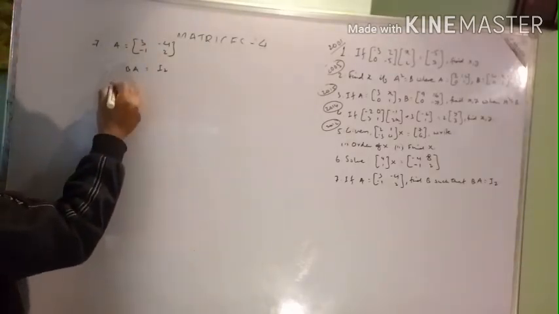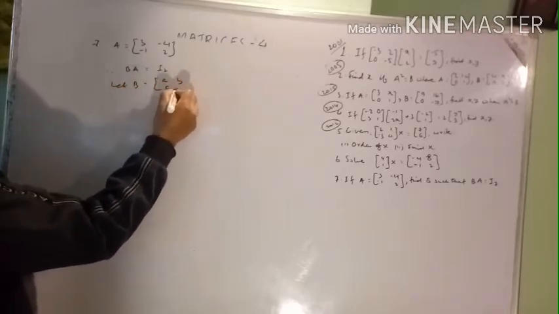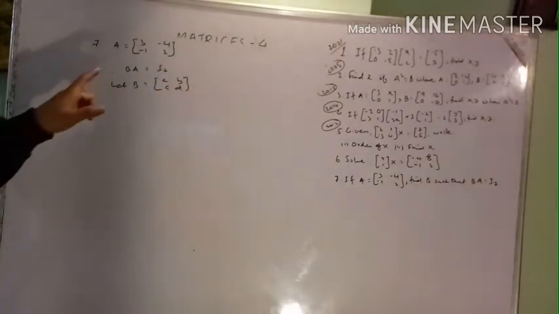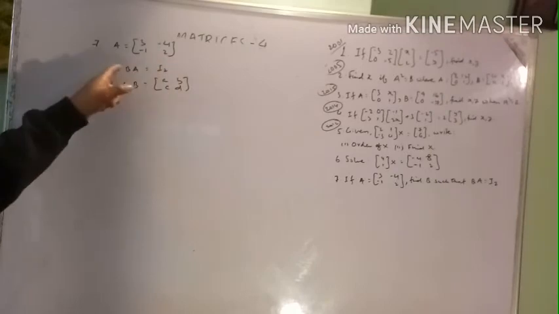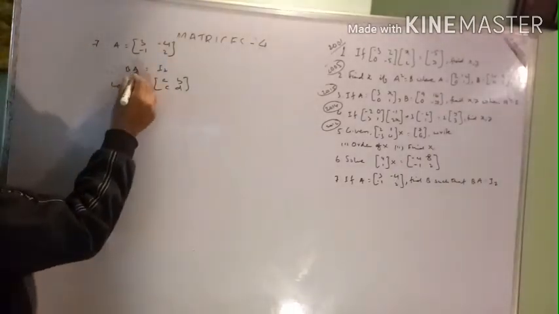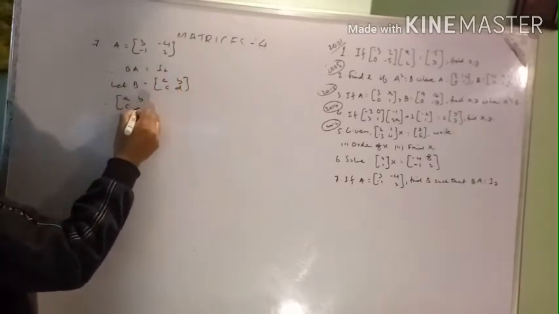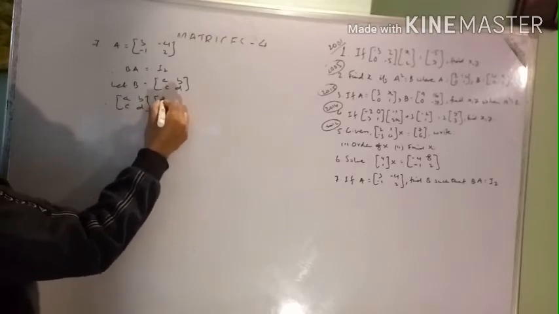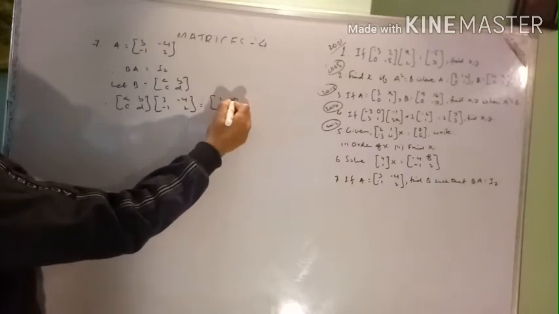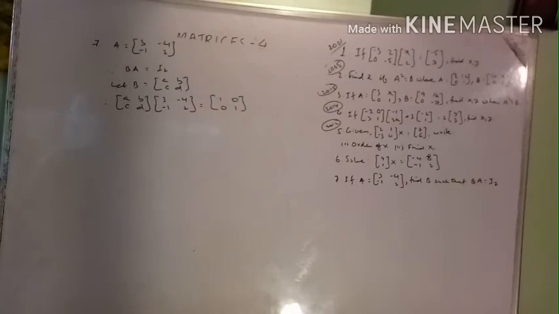Okay, so let B is equal to, we suppose [A, B], [C, D], meaning 2 by 2. Because A is 2 by 2, this is also 2 by 2, so B also should be 2 by 2. Now, therefore, BA equal to I2 implies [A, B], [C, D] into A, which is [3, -4], [-1, 2], is equal to I2 means [1, 0], [0, 1]. I2 means identity matrix of order 2.